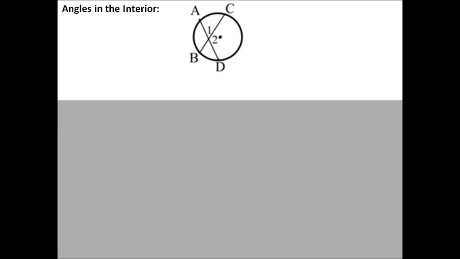Angles in the interior of a circle are angles where the vertex is inside of the circle. And that's what interior really means. Interior means inside. So, as we look at our diagram, we see these two chords that intersect each other, creating two angles.